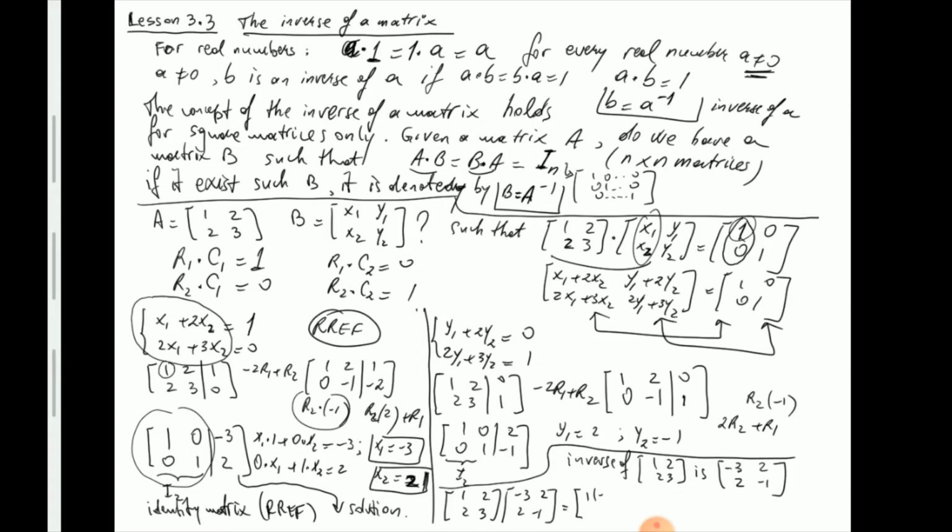So 1 times minus 3 plus 2 times 2, then 1 times 2 plus 2 times minus 1, 2 times minus 3 plus 3 times 2, and then 2 times 2 plus 3 times minus 1. Check the computation for yourselves. This is going to be minus 3 plus 4, that's 1, and 0 in this corner, minus 6 plus 6 is 0, 4 minus 3 is 1. And so we managed to squeeze everything in here.